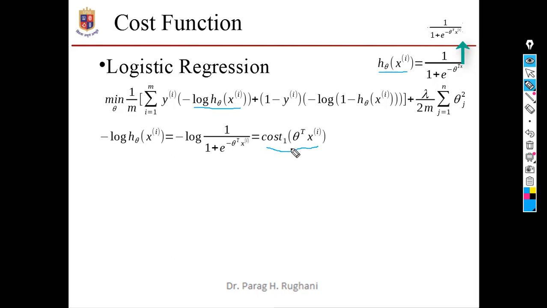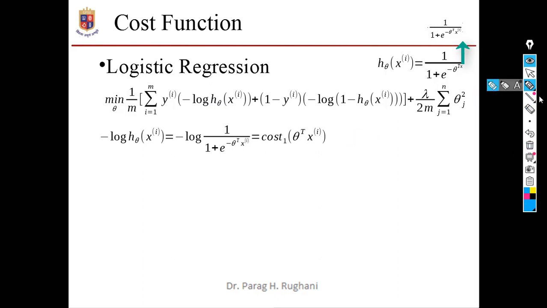Why am I calling it 1? Because if I take y equal to 1, then this part will become 0. So 1 minus 1 is 0, and the whole second term will become 0. So I will only have the log h theta x. So I'm calling it cost 1 theta transpose x of i.